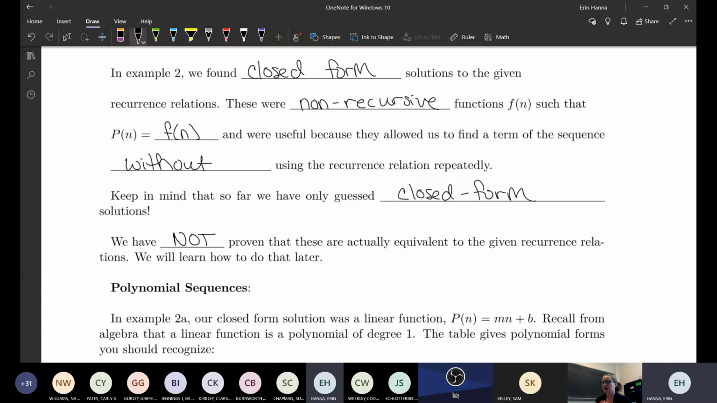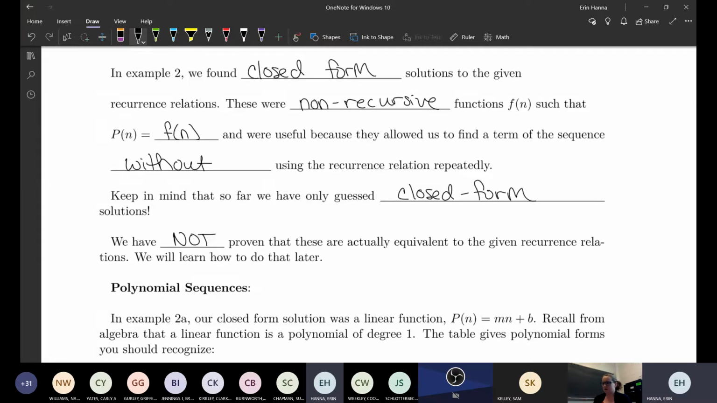Because essentially, yes, they look like they're going to match any term we can think of, but maybe the 1,000,000th term would be different for some strange reason. Again, the ones we just found would be the exact ones, but we can't say that until we know how to prove it. And so we'll find out how to prove it later.